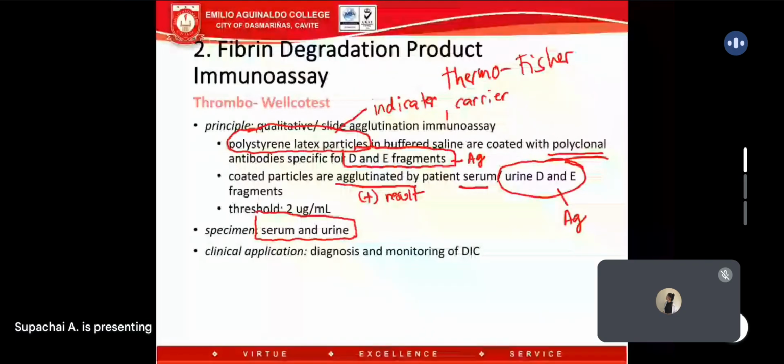The advantage of this method is that you can utilize either serum or urine specimen. So agglutination is visible. However, it won't give you a value. Although the threshold is said to be 2 microgram per ml, it won't give you a value, unlike if you're using the immunoassay that I've mentioned a while ago. So clinical application is also for the diagnosis and monitoring of DIC.